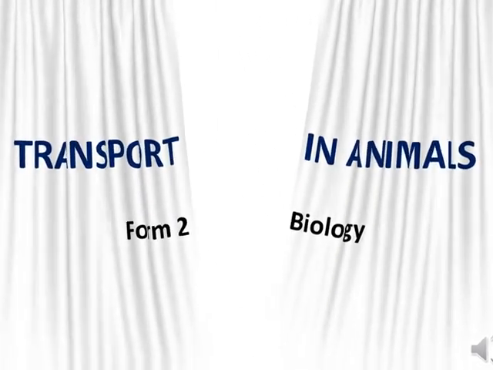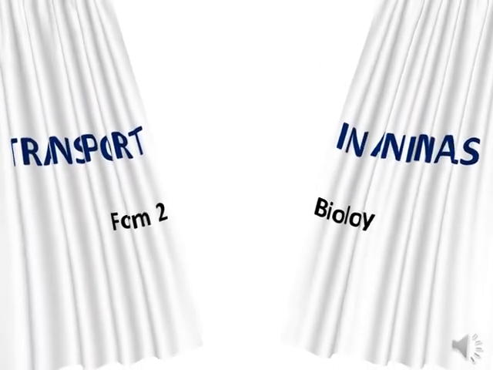I want to begin by explaining the circulatory system, which is the main system of operation in terms of transport in animals. This is very different from transport in plants. Remember, transport in plants involves the vascular bundles, the xylem and the phloem. But now, transport in animals generally involves the circulatory system. What is the circulatory system?